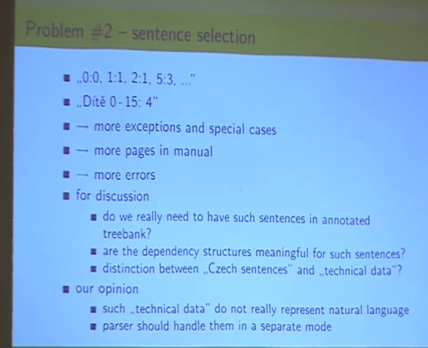Some questions for discussion. Do we really need those in the annotated corpus? Actually, we want to be able to analyze Czech sentences, not really all that we can find in the newspaper. And are the dependency structures actually meaningful for such sentences? This means, wouldn't it be better if we, for example, set 0:0 as one unit and analyzed the unit as such? This is for discussion.